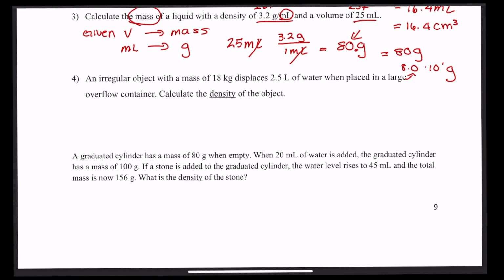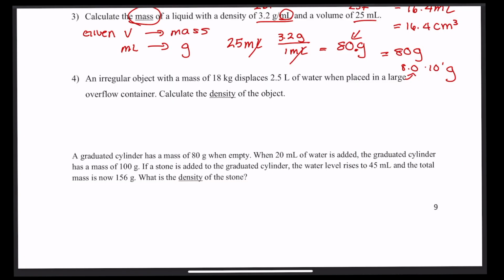Next question. So question number 4 says an irregular object with a mass of 18 kilograms displaces 2.5 liters of water when placed in a large overflow container. Calculate the density of the object.